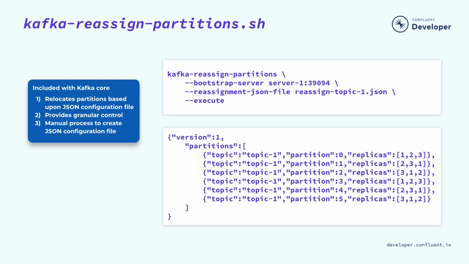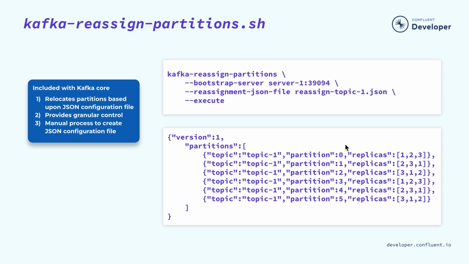The way it works is if you want to move the data around, you first compose a JSON file to describe the replica assignment you want for each of those topic partitions. And once you have this JSON file ready, you feed that into this command line tool and then execute it. Once the command is executed, the broker will try to move the data from the current replica assignment to the new one over time.